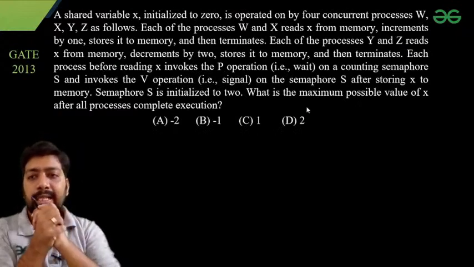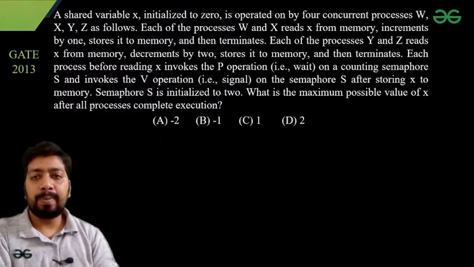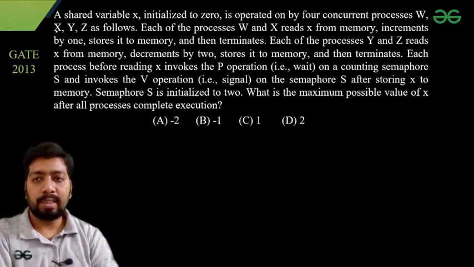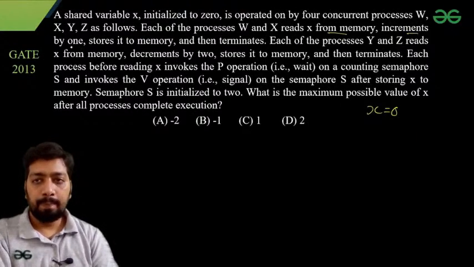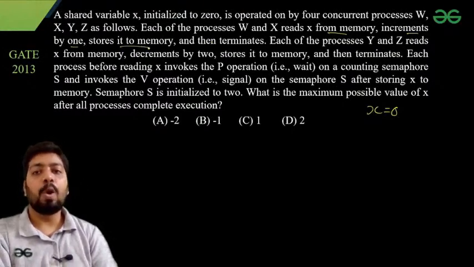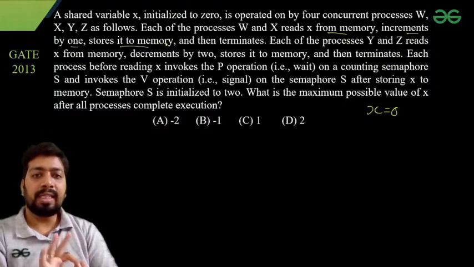Okay, guys, let's solve the next question, which was asked in GATE 2003. What is the question? A shared variable x. So the variable is small x, because there is another process with capital X, initialized to 0. So x is 0 and is operated by four concurrent processes W, X, Y, Z as follows. W and X read x from the memory. This is the first instruction. Then increment by 1. This is the second instruction of W and X. Then store it to the memory, or we can say the variable. So it is a three-step process.